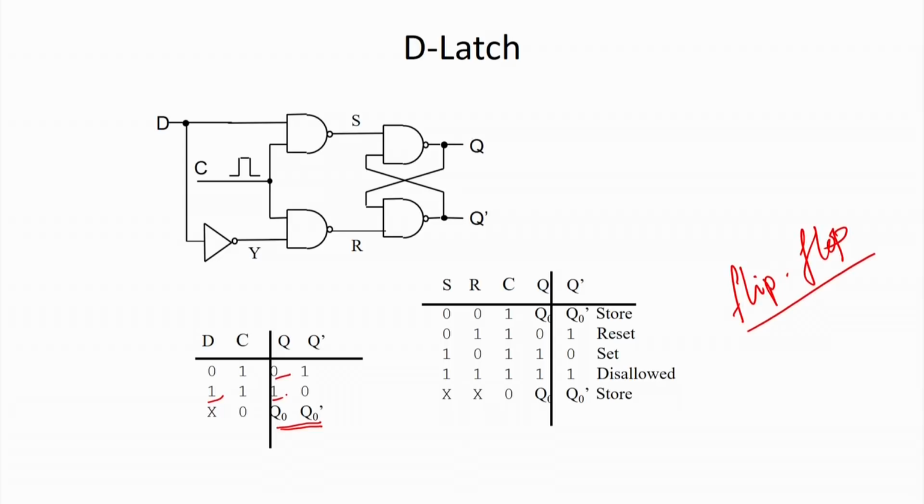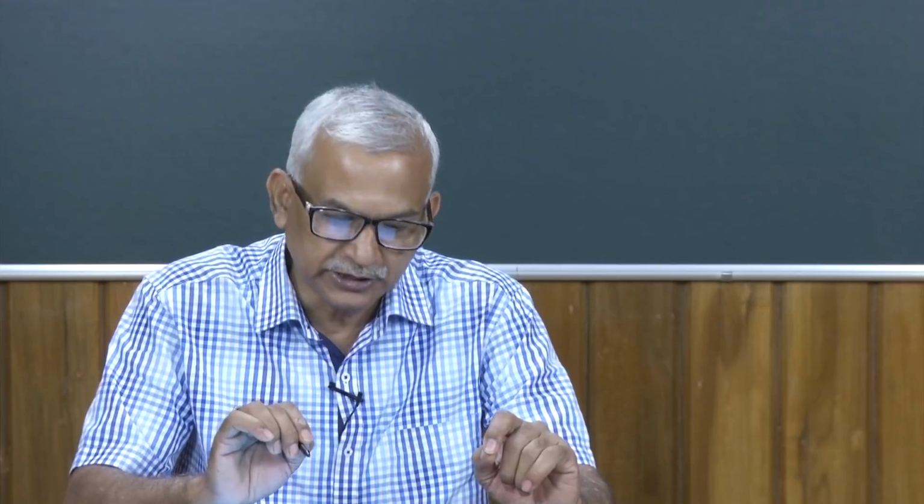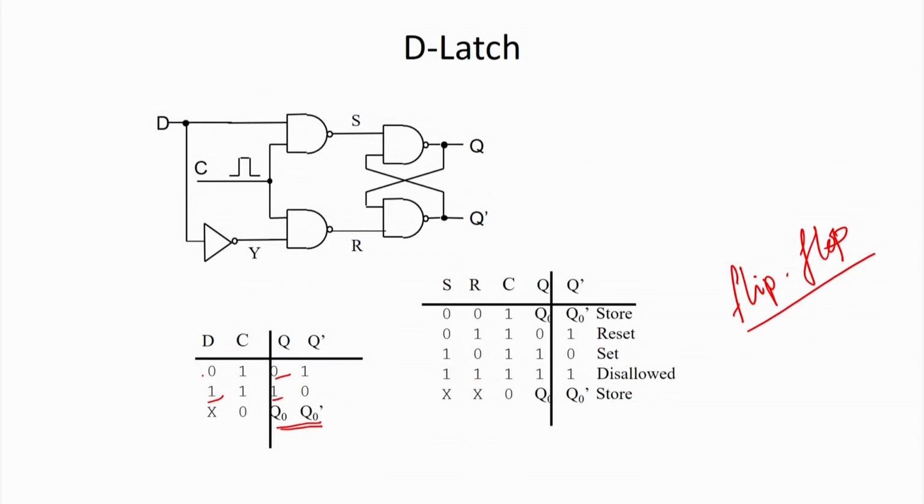Basically, when D is 1, the output is 1, and when D is 0, the output is 0. You can analyze it with the help of this particular table. In that case, we said this is a D flip flop. Why do we say D flip flop? Just see the behavior. Whatever input we are giving, it comes as the output in the next stage, so after some delay it appears as my output.